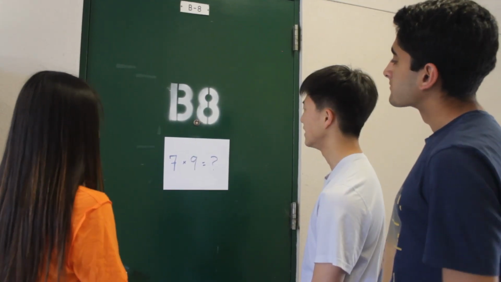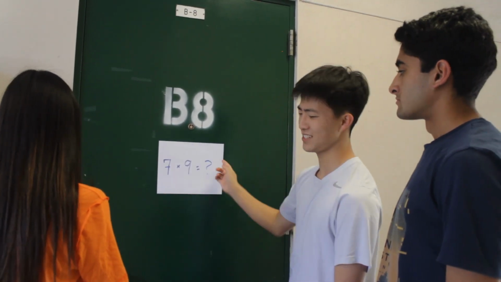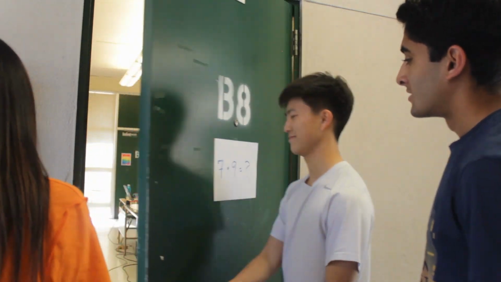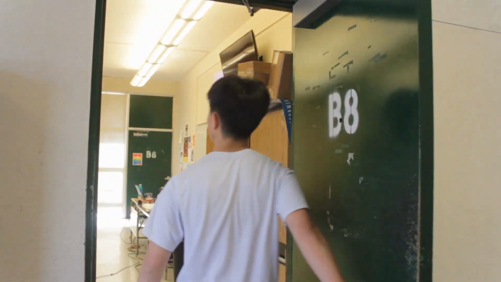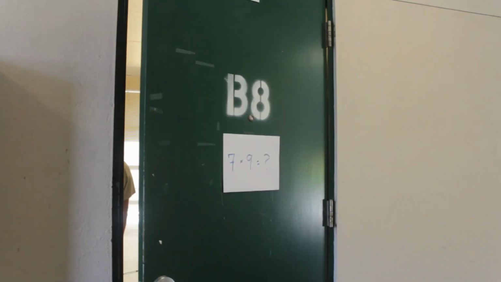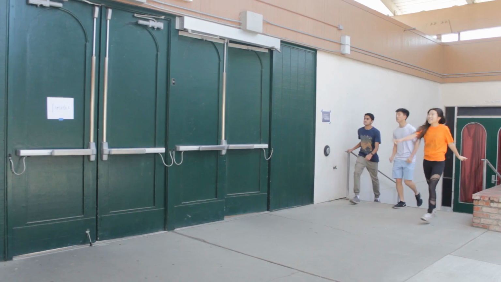What's 7 times 9? This is super easy for a self-taught mathematician like myself. 63. Look, it's the last door.